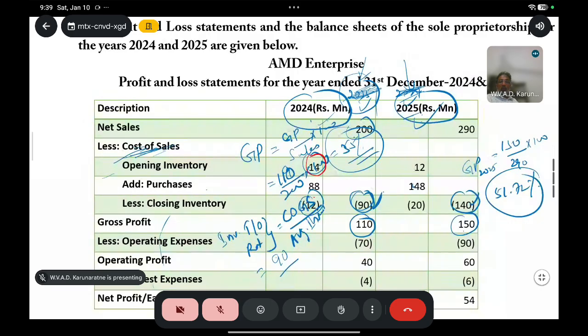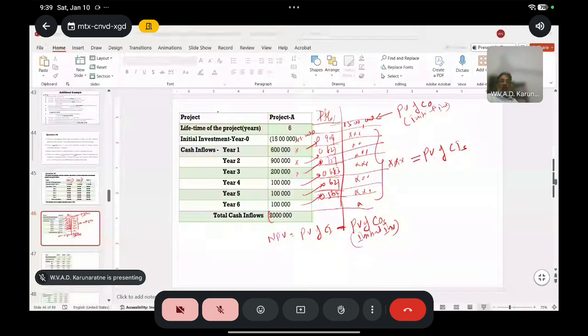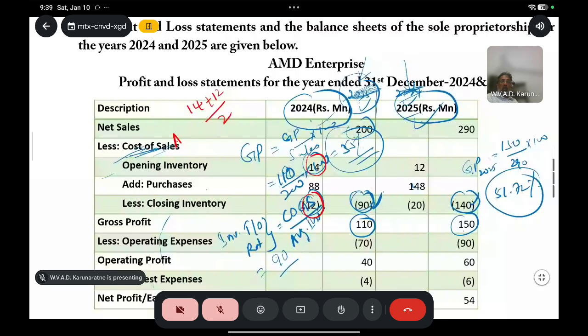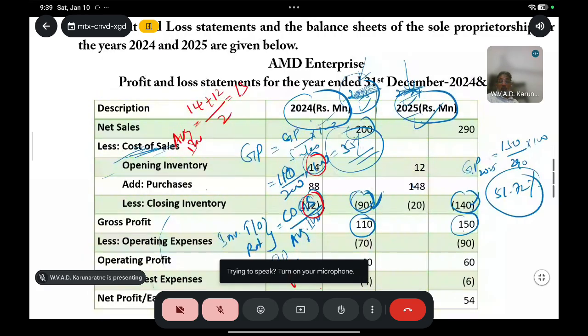Opening inventory is 14, closing inventory is 12. Then 14 plus 12, then the average stocks, average inventory, is this much, that is 13. Now, am I correct? Then you divide this by 13. Then 90 divided by 13. Is that correct? Yeah, 6.9 times. Normally we indicate inventory turnover ratio in times, right?